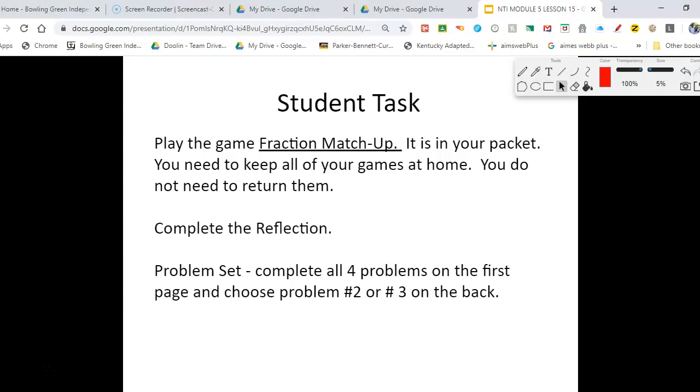After you do that, you're going to write a reflection about how that game went. You're going to tell me what math skills you needed to play the game, and what patterns you noticed, and what numbers you used, and what questions you had when you were playing the game. Then turn it over, and there's about 3 more questions I want you to answer. After you've played the game, I want you to complete all the 4 problems on the first page of your worksheet, and then choose either problem 2 or 3 on the back.